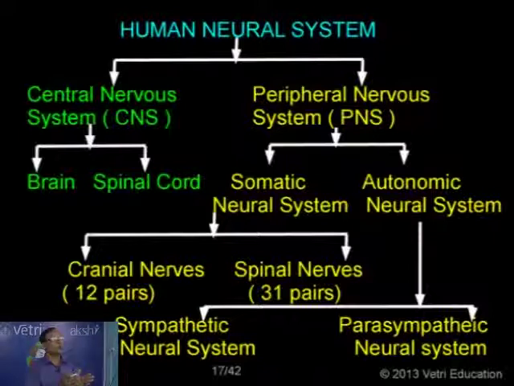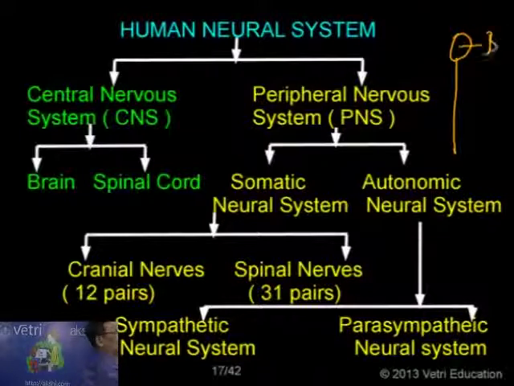We can broadly divide the entire nervous system into two components. One is the central nervous system, the one which is found in the mid-central axis of the body. The central nervous system has two components: one is the brain, another one is the spinal cord. That's why it is called the central nervous system, CNS.